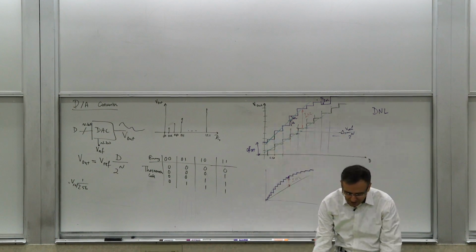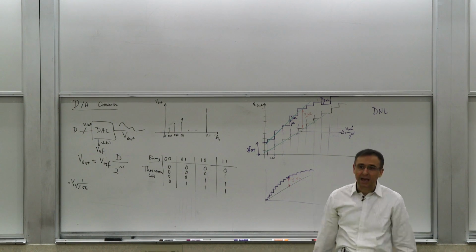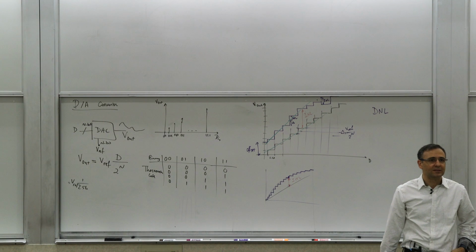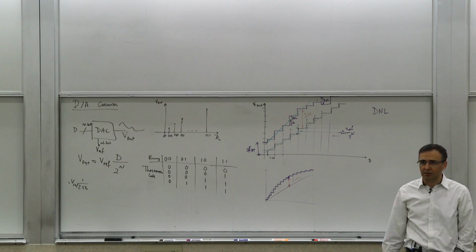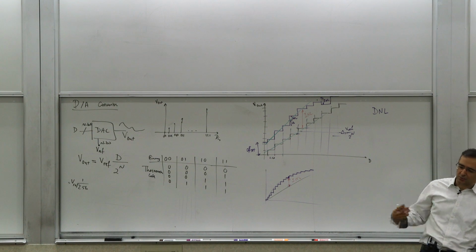So these four parameters really capture the essence of the general static behavior of a D2A or A to D, or data converter. And we talk about them and you try to calculate it and estimate it and things of that sort from time to time.